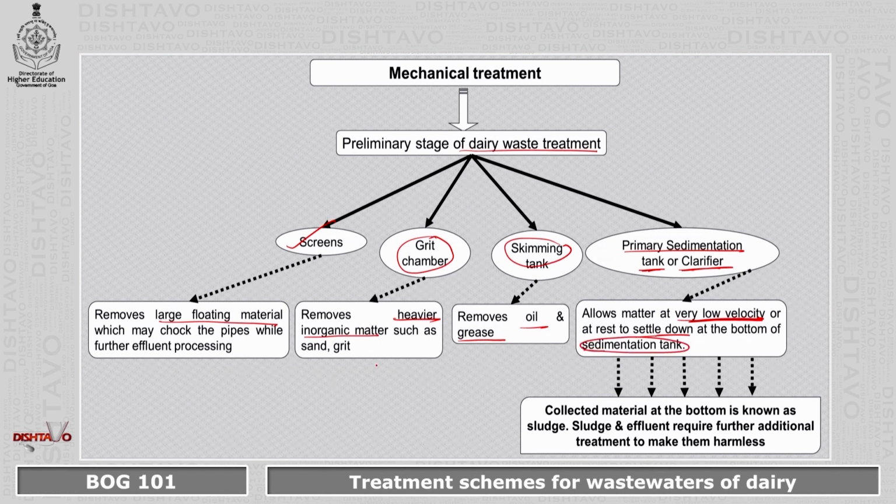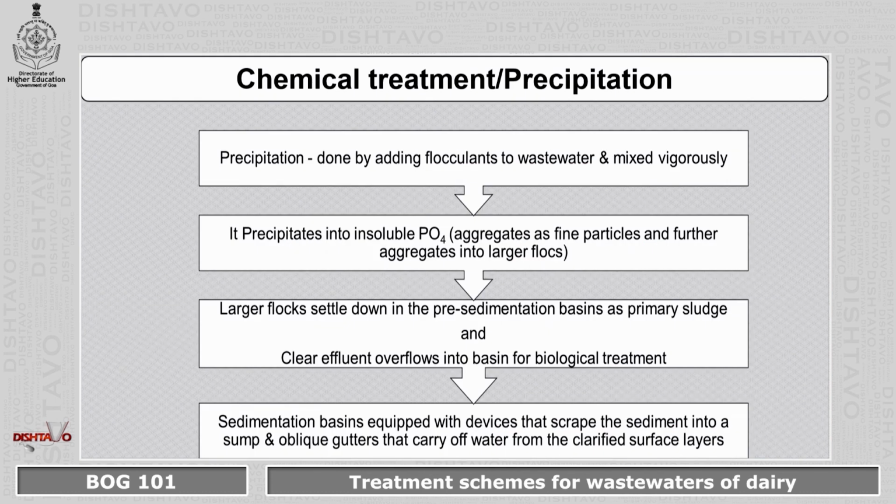So, once these are all done, the collected material at the bottom is known as sludge. And this sludge and effluent require further additional treatment so that it can be made into a harmless form. Chemical treatment or precipitation.